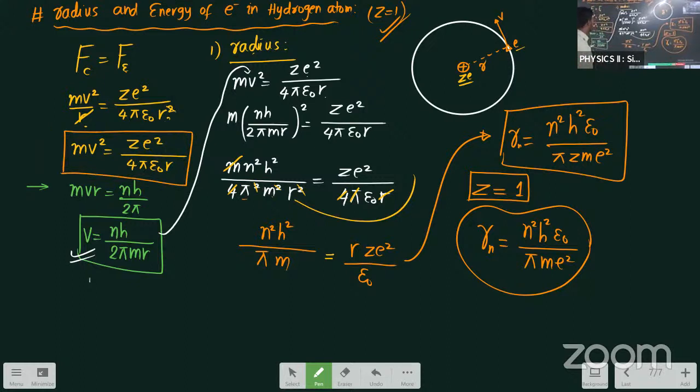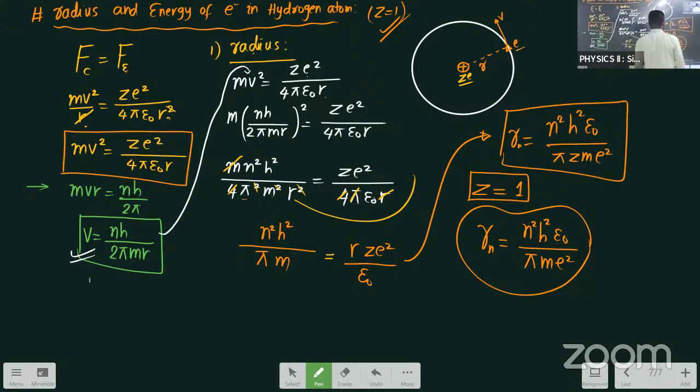Now from Bohr's quantization rule, we know that the angular momentum of the revolving electron is an integral multiple of h by 2 pi. So I have substituted the value of v in the equation mv square equals Ze square by 4 pi epsilon naught r. After solving this, the formula for the radius of the nth Bohr orbit is n square h square epsilon naught by pi Z m e square. We are discussing the case of the hydrogen atom, where Z is equal to 1.